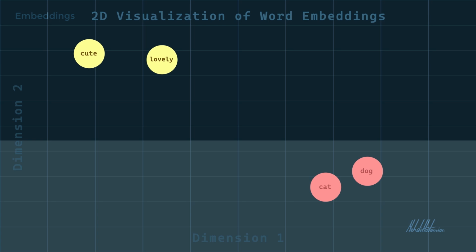And notice how they are placed on the chart. Words that are similar in meaning appear close to each other. Here, lovely and cute sit side by side because they share similar emotional tones, while cat and dog form another nearby cluster. This is the real power of word embeddings. They don't just tell us which words exist, they reveal how words relate and connect in meaning.